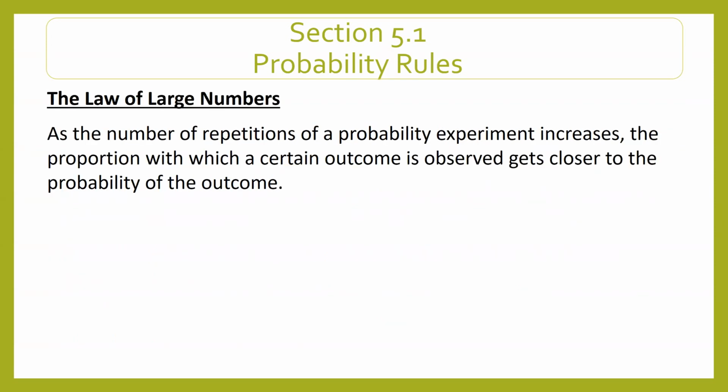And this is very important. The law of large numbers. As the number of repetitions of a probability experiment increases, the proportion with which a certain outcome is observed gets closer to the probability of the outcome.